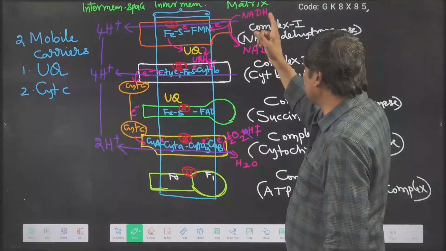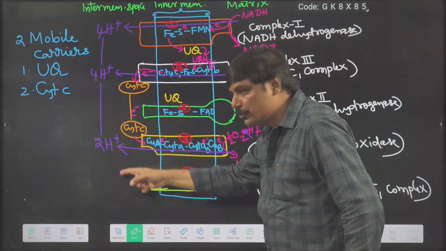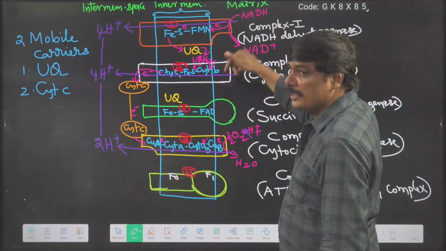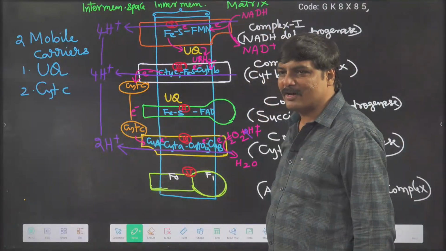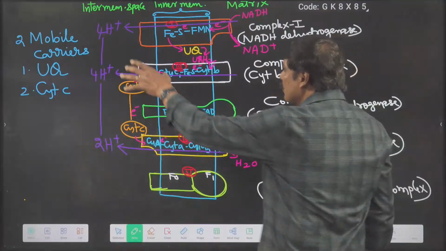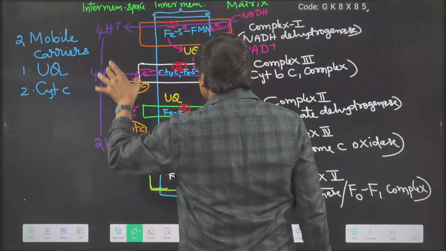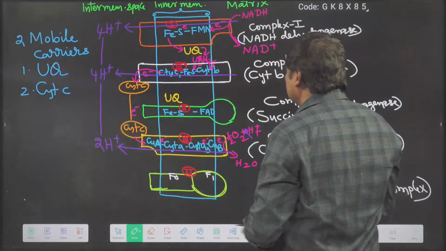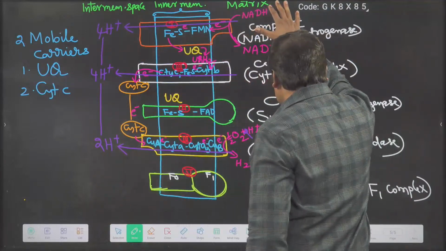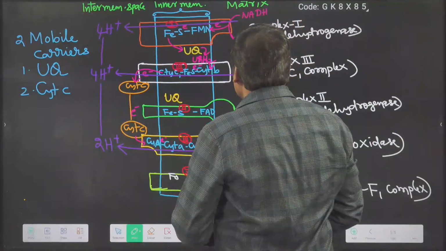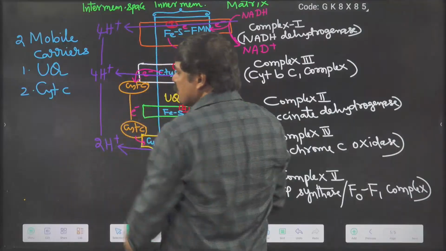For every one NADH oxidized, 10 protons are produced. One more NADH, 10 protons. One more NADH, 10 protons. That means protons are accumulated across the membrane here in the intermembrane space. As a result, more protons in the intermembrane space and fewer protons in the matrix. As a result, a proton gradient is established.